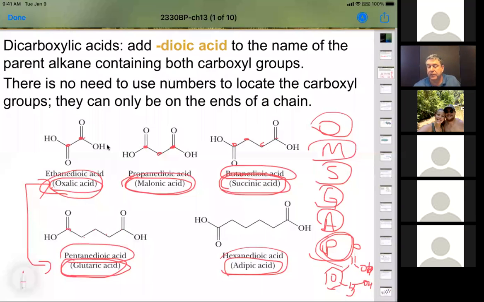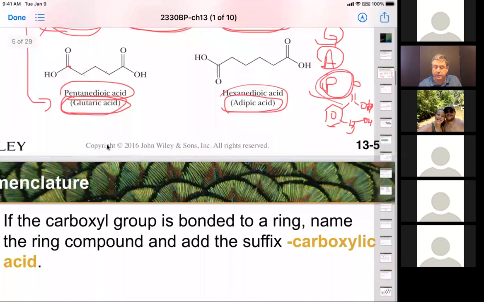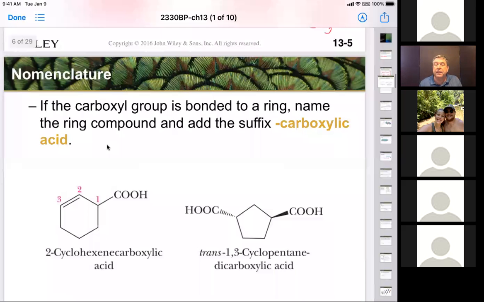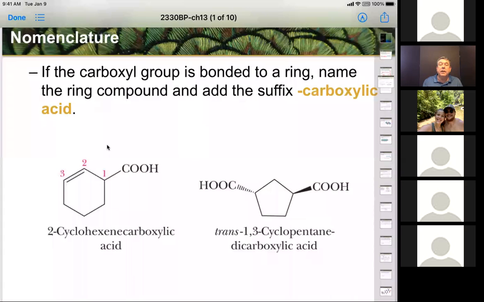Okay. So let's do one more thing about nomenclature. Just like with the aldehydes, when you had an aldehyde pendant to a ring, it was called carboxaldehyde, okay? Because the ring itself cannot contain the carboxylic acid. So when we have that happen, you actually name the ring and then add carboxylic acid to the end. So it's kind of like that aldehyde pendant to the ring, but it's with the carboxylic acids.